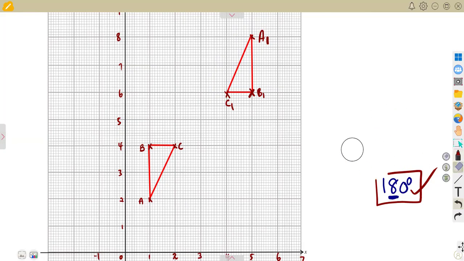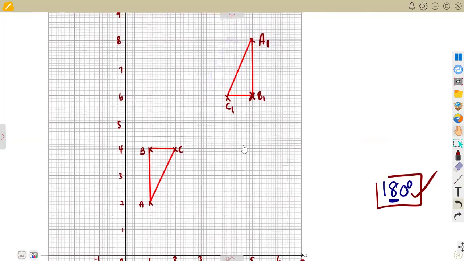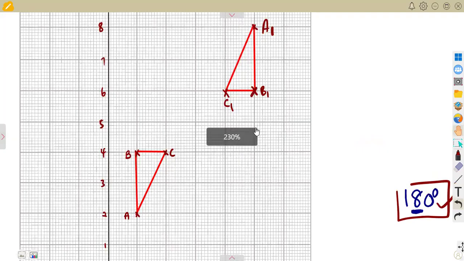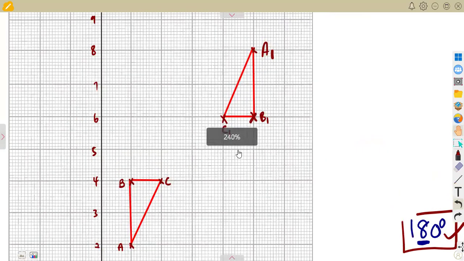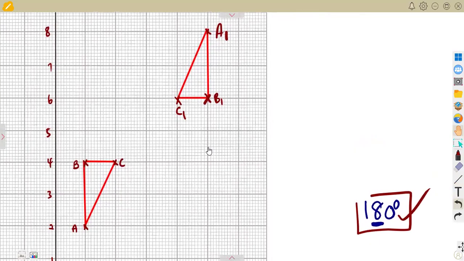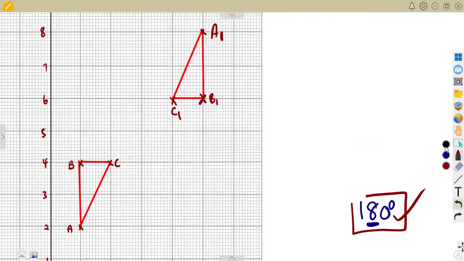Remember what we had before. Now, let us consider the question that we are being asked. Just like the previous question, describe the single transformation which maps triangle ABC, which is our object, onto triangle A1, B1, C1.